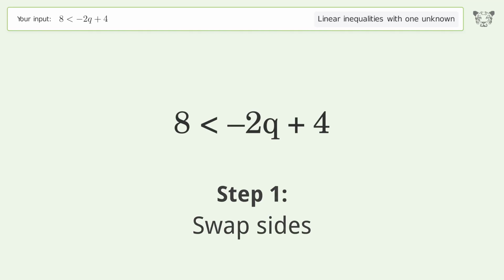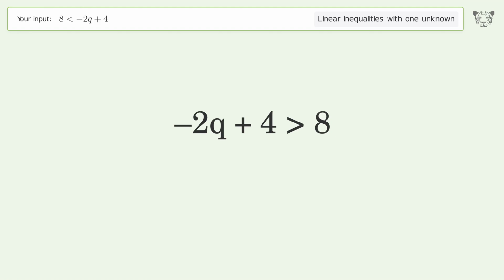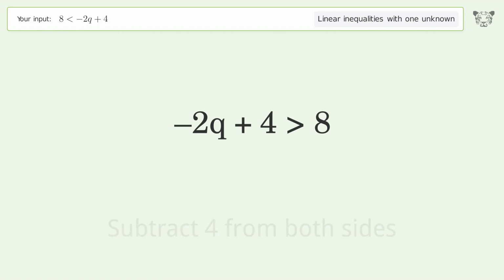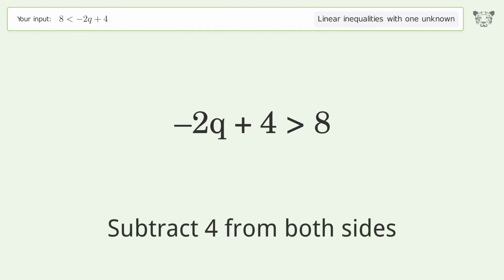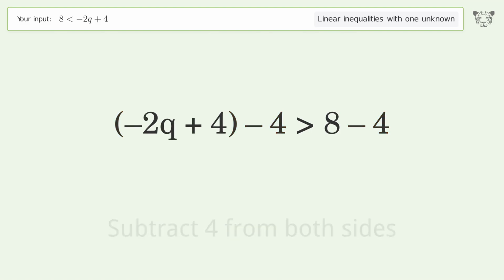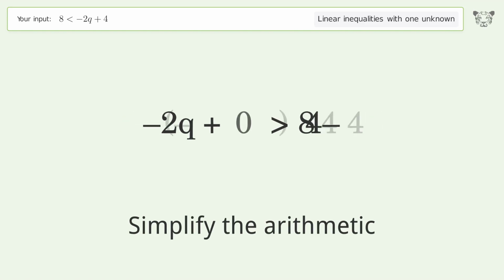Swap sides. Group all constants on the right side of the inequality. Subtract 4 from both sides. Simplify the arithmetic.